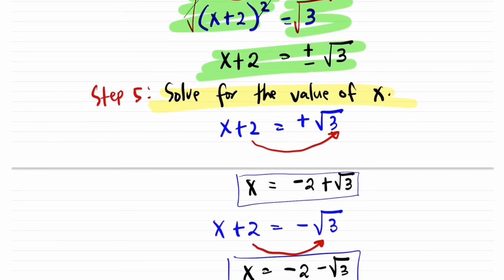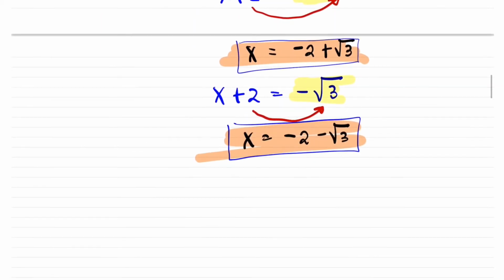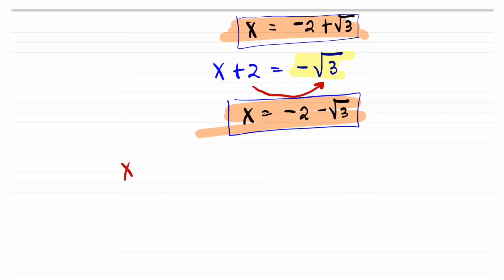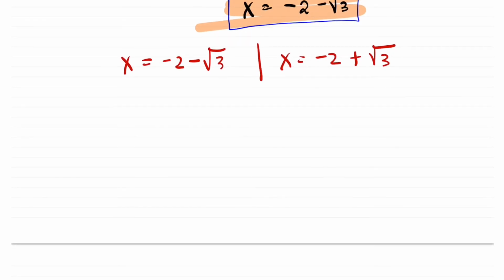Now what we solve is, we assume that the square root of 3 is positive. Then we assume that the square root of 3 is negative. We just move 2 to the other side and simplify, and we will be able to get the two values of x. So when we write that, x is equal to negative 2 plus the square root of 3, and x is equal to negative 2 minus the square root of 3. Okay, so that's how to do completing the square by following the 5 steps.